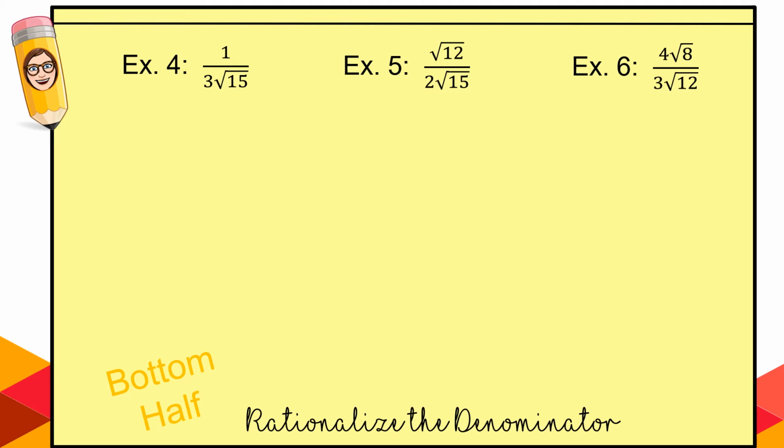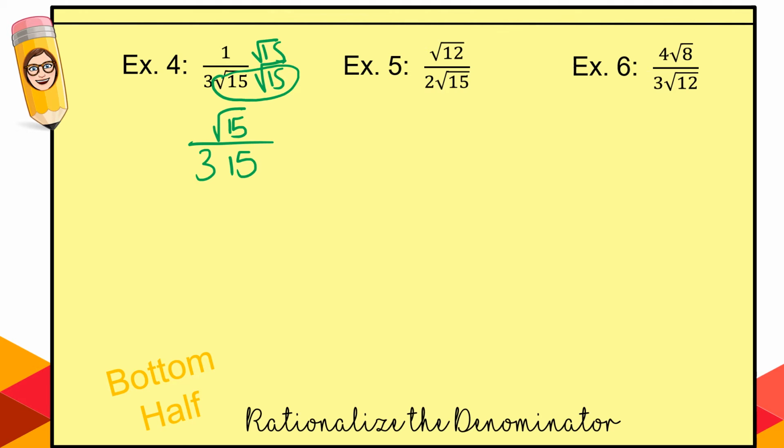Let's look at example 4. There's nothing I can simplify, so let's just jump straight into multiplying top and bottom. Now notice the 3 doesn't matter. The 3 is an integer out front. We don't need it. We just multiply by the radical. So on the top, I have 1 square root of 15. And you know what? I don't need that one. On the bottom, I have the 3 hanging out. Square root of 15 times square root of 15 is just 15.